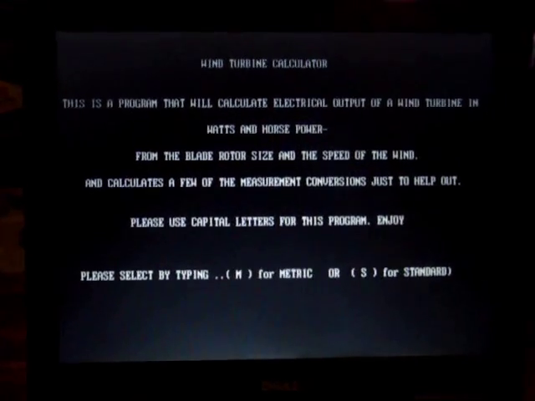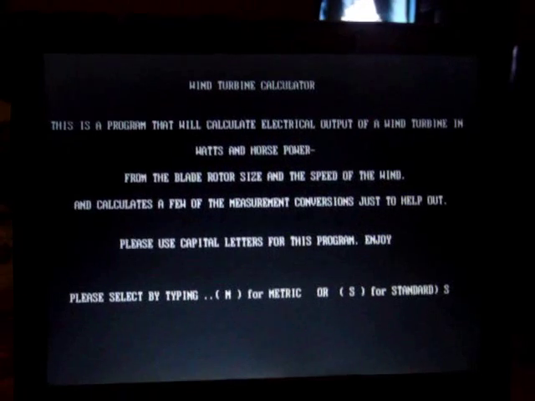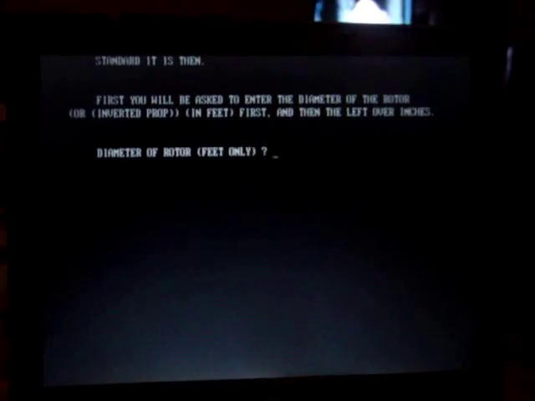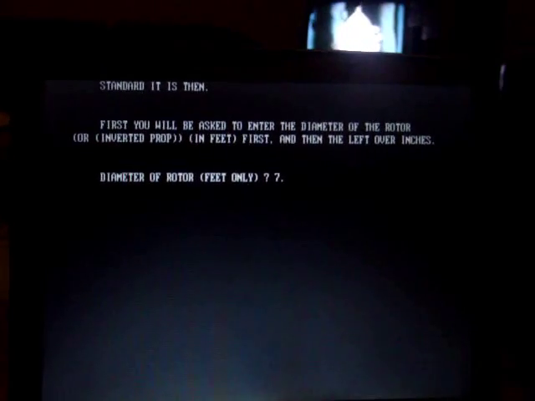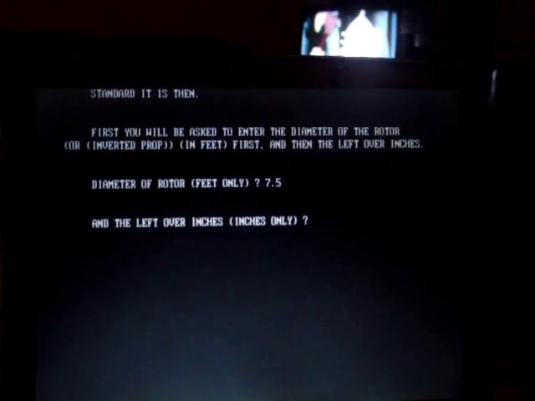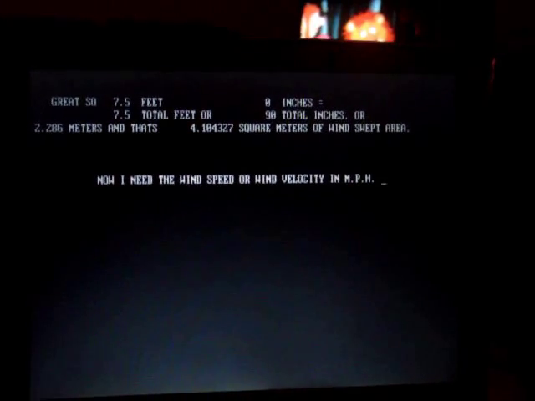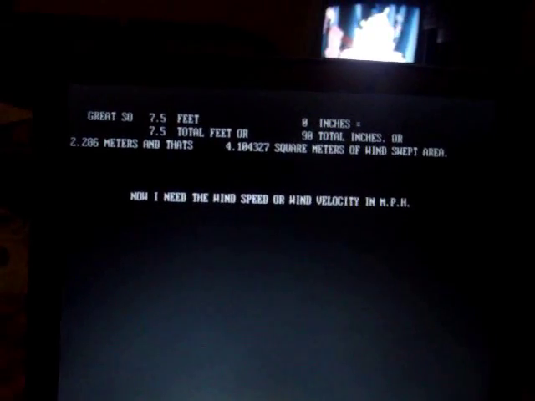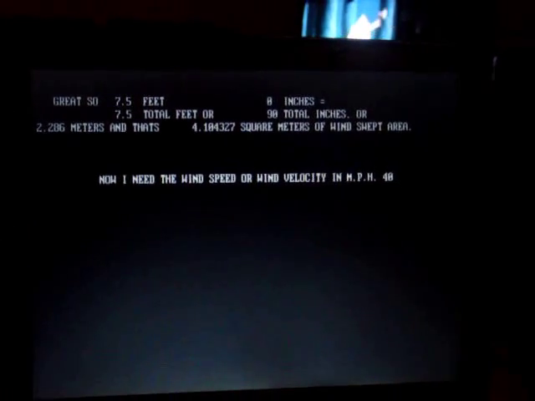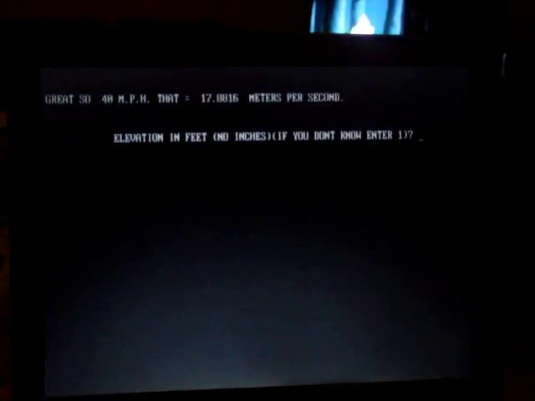And sure, yeah, we'll calculate another one. We have enough memory on here to do this again. Let's do it in standard. Well, let's show you something. 7.5 feet again, and we're going to go with 40 miles per hour, just for giggles. Is this correct? Yes. Elevation in feet, of course.